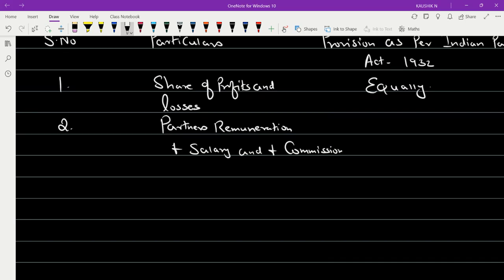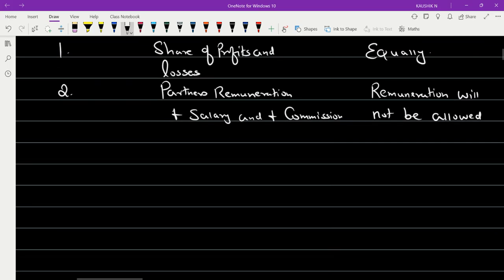If nothing is mentioned in your partnership deed, that means the deed is available but silent regarding this particular aspect, or the deed is not available, then in that case remuneration is not allowed. Remuneration will not be allowed or provided. Clear? These are the rules.